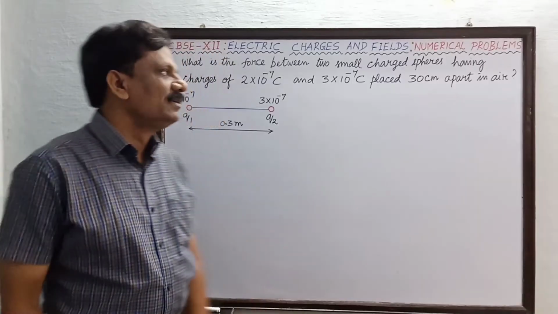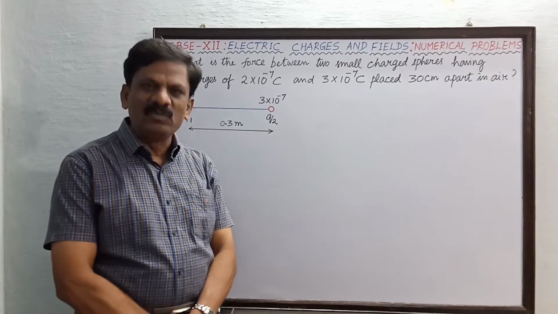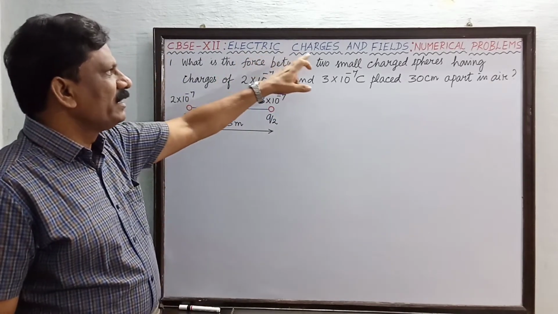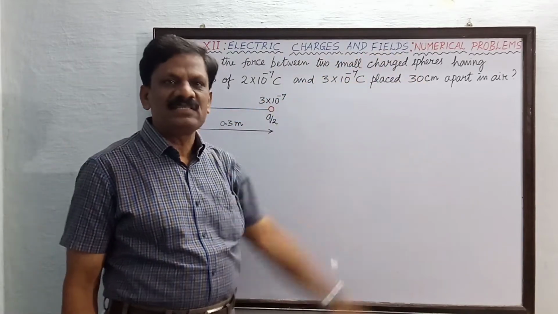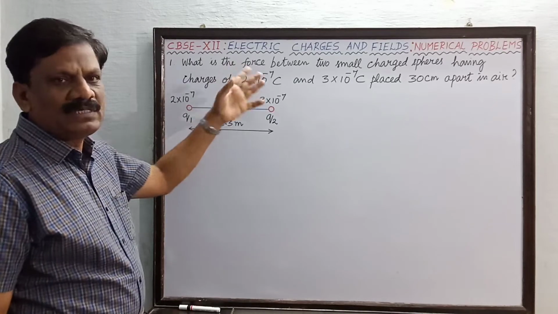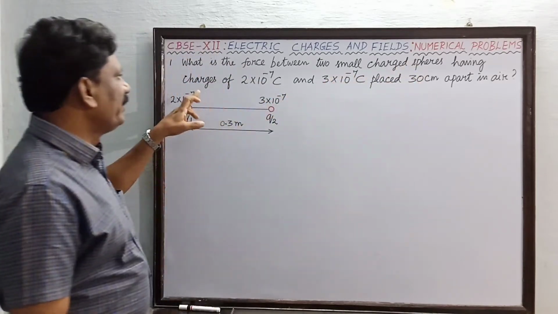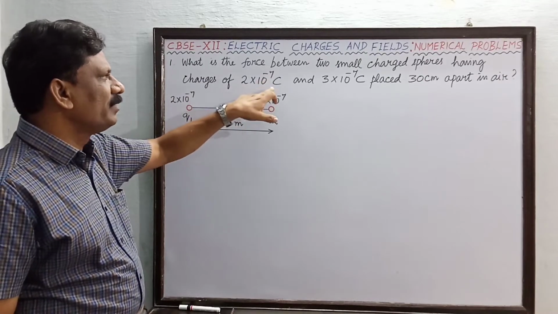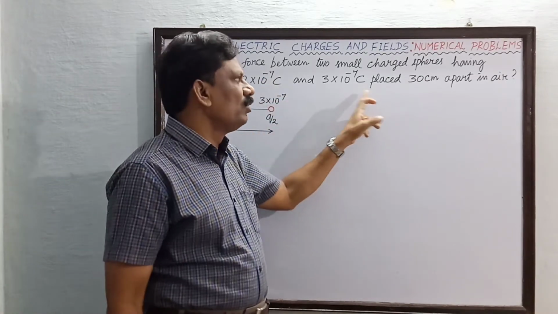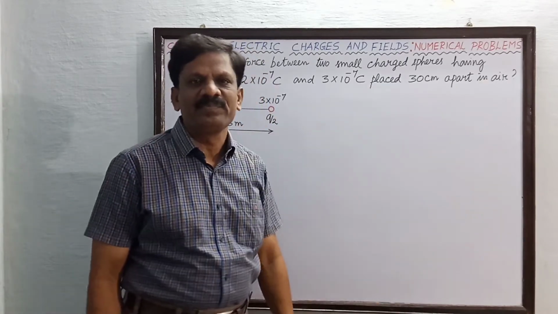Hi students, now we are going to solve the numerical problems from the textbook exercise in the CBSE. Chapter 1 is electric charges and fields. So in that first problem, what is the force between two small charged spheres having charges of 2 into 10 power minus 7 coulomb and 3 into 10 power minus 7 coulomb placed 30 centimeter apart in air?